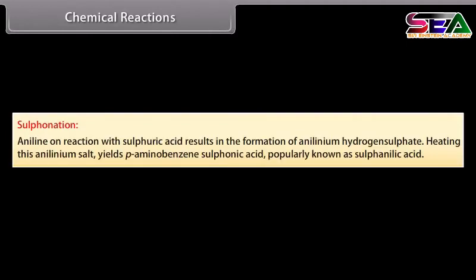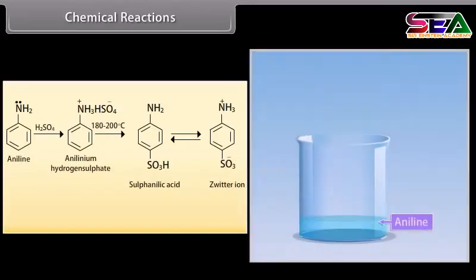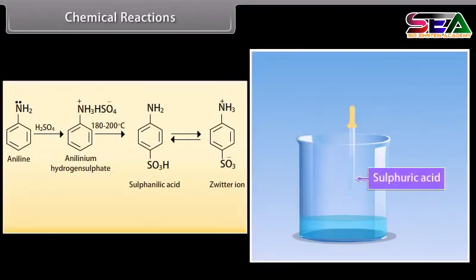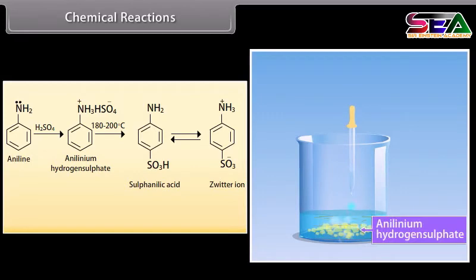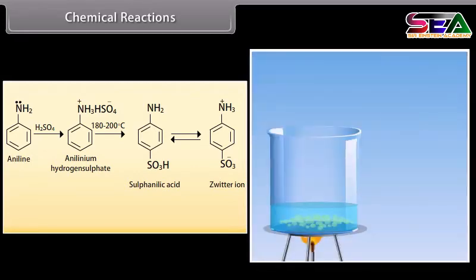Sulfonation. Aniline on reaction with sulfuric acid results in the formation of anilinium hydrogen sulfate. Heating this anilinium salt yields para-aminobenzene sulfonic acid, properly known as sulfanilic acid. Aniline reacts with sulfuric acid to form anilinium hydrogen sulfate, and then on heating the anilinium ion at 180 to 200 degrees Celsius, it forms sulfanilic acid.